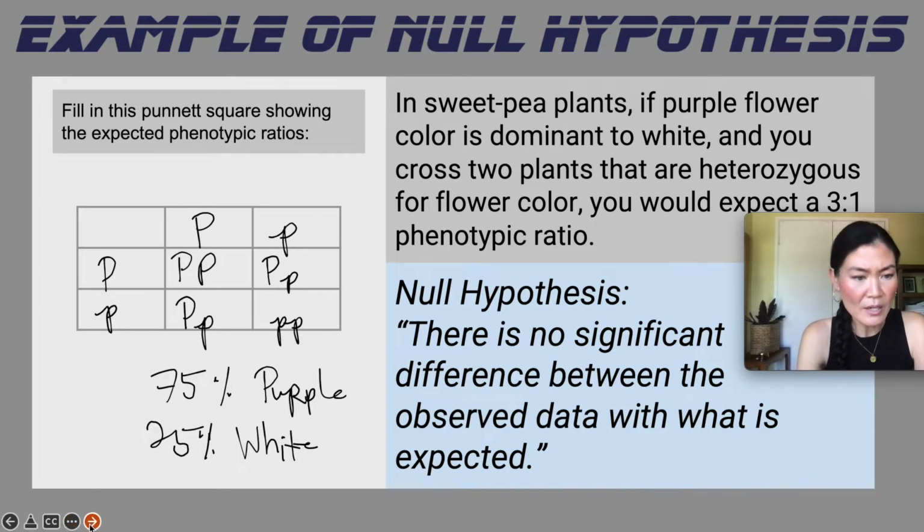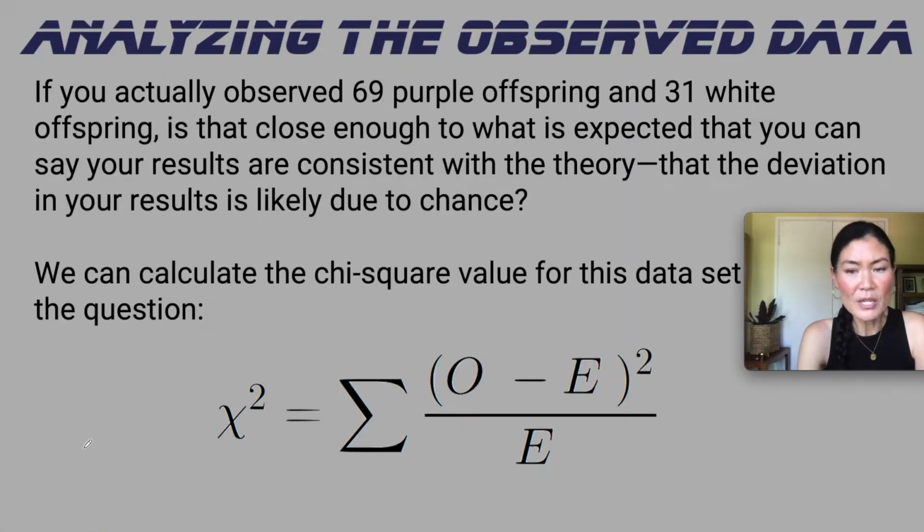But let's take a look at the next slide. So here is a problem. If you actually observe 69 purple offspring and 31 white offspring, is that close enough to what is expected that you can say that your results are consistent with the theory, that the deviation in your result is likely due to chance? Let's say you do this experiment, you're expecting a 3-to-1 ratio, and you count 69 purple offspring and 31 white. Is that close to what you expect? We can calculate a chi-square value for this data set to answer the question.